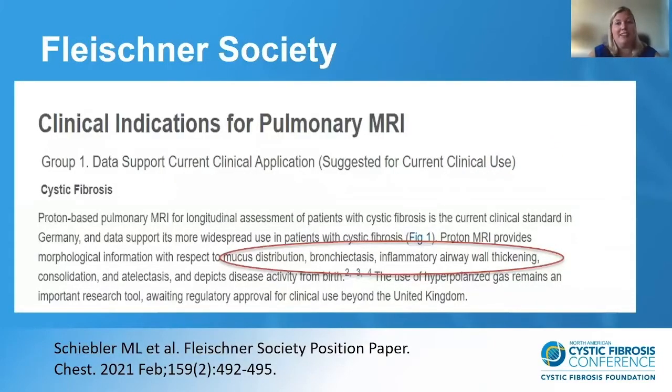And even the Fleischner Society, which is my go-to every time I encounter a pulmonary nodule, has recently published a position paper. This came from Chest in 2021. And in it, they reported that they felt there was good evidence for clinical use of pulmonary MRI in the CF population due to its ability to detect mucus distribution, bronchiectasis, inflammatory airway wall thickening, among other changes.